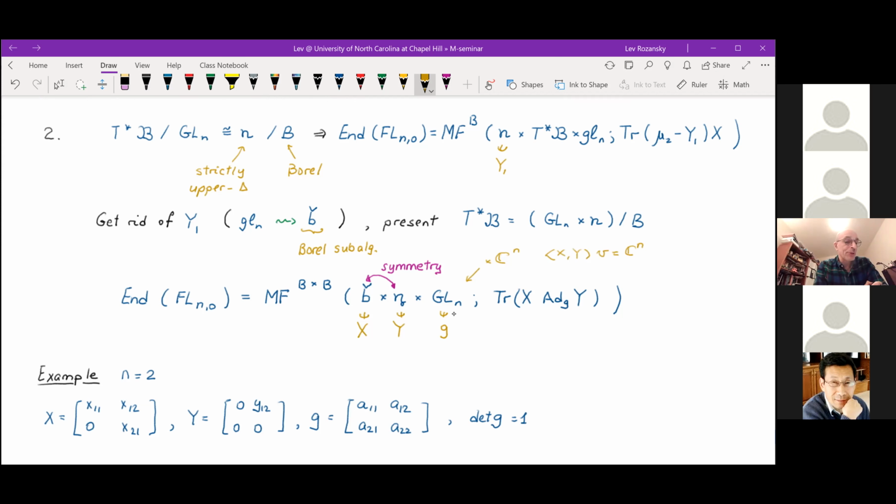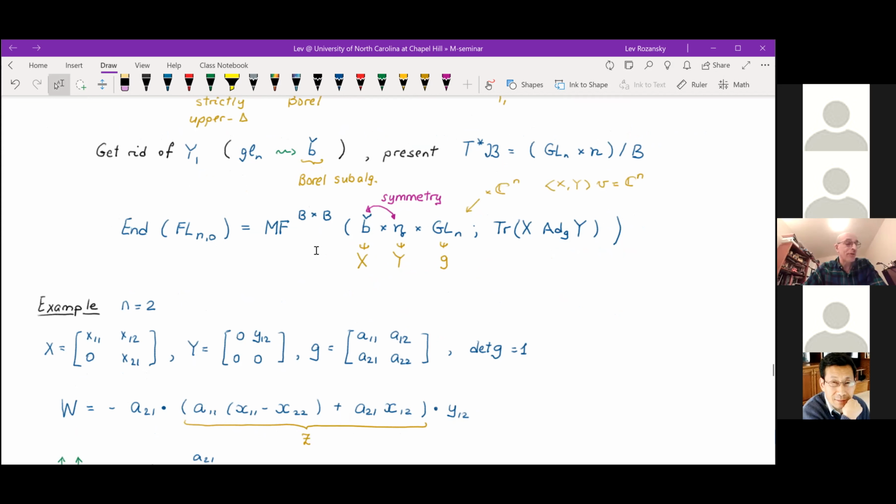By the way, note that matrices X and Y appear in this simplified version in a very symmetric way, except that X is upper triangular and Y is strictly upper triangular. So this is the source of a certain symmetry of link homology. Here it comes very naturally. But again, it's a separate story.